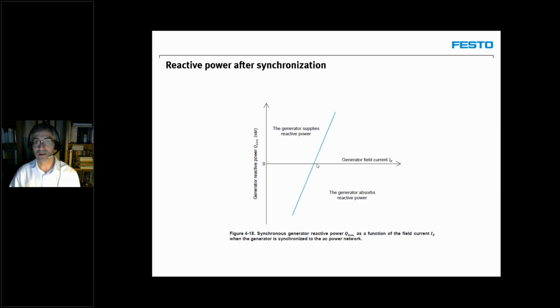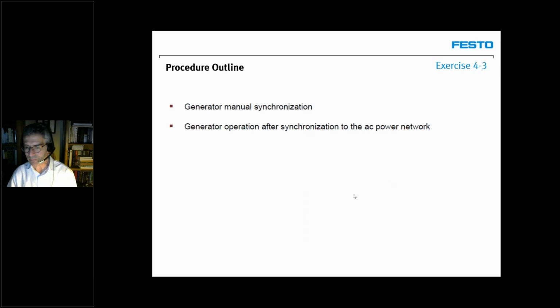While if we cut down on the amount of current flowing through the field, the generator will start absorbing reactive power, behaving like an inductor. So you can see that a generator can be used not only to produce power, but also to generate or consume reactive power. And sometimes it is used to this end instead of really as a generator. It is used as a variable capacitor, if you want. And we will see that at the end of the hands-on exercise.